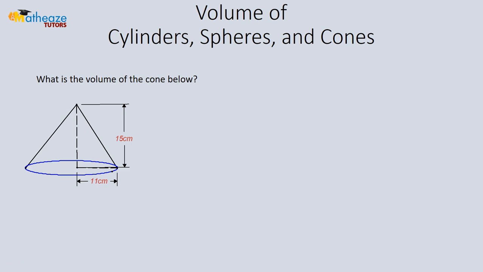What is the volume of the cone below? So the volume is 1/3 pi r squared h, which is 1/3 pi times r squared, which is 11 squared, times h, which is 15. So let's simplify that. That's going to give us 5. So this is going to be pi times 121 times 5, which is 605 pi cubic centimeters.